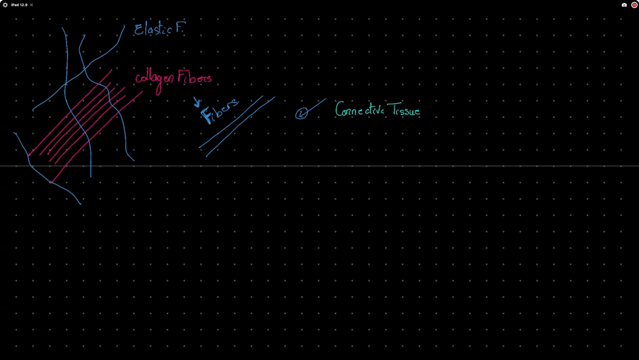And we've got short branching fibers. Those are called my reticular fibers. So this is going to be one of the main things that I will rely on in the identification of the different types of connective tissues: the type of fibers present. So if I see fibers, this is going to definitely be a connective tissue.